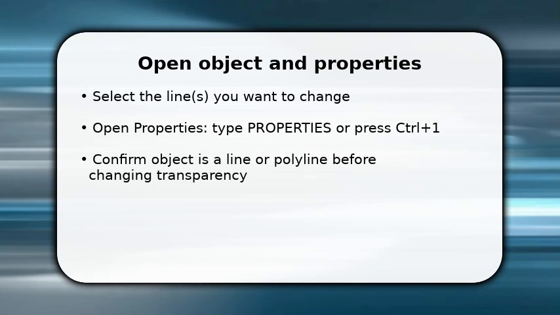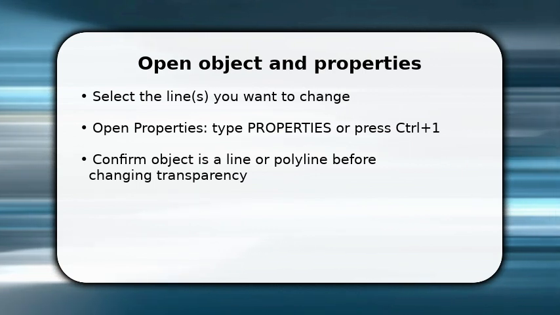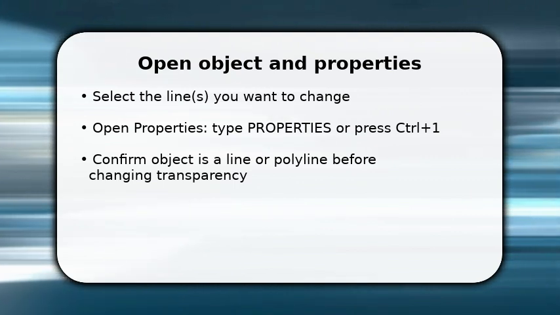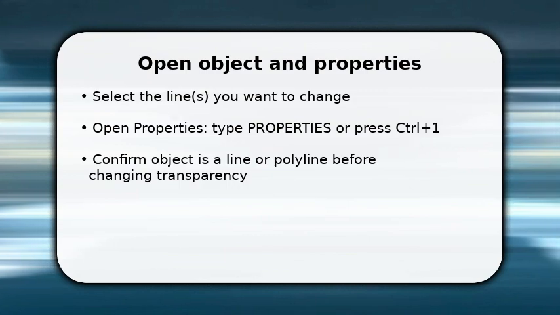You start by selecting the line or lines you'll adjust. Once selected, open the Properties palette with Control plus 1 or type Properties and press Enter. You need to confirm you actually have a line, polyline, or similar object selected because some entities don't accept transparency the same way. If you're working on a block, explode or edit the block in place. Make sure the drawing is unlocked and layer visibility is on so you can see changes immediately as you proceed.